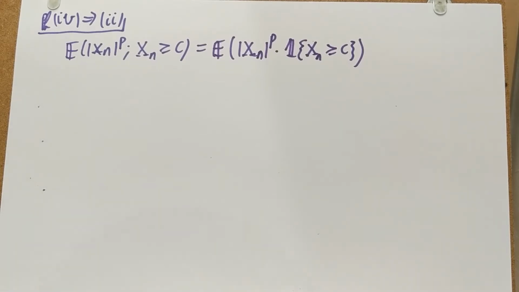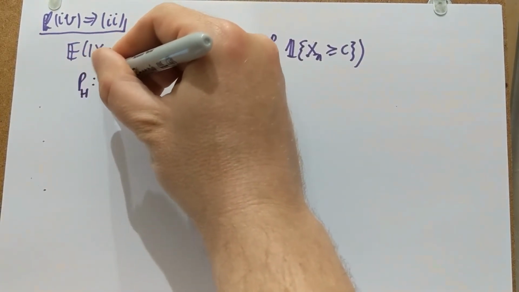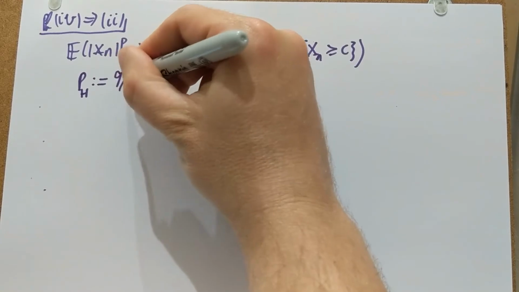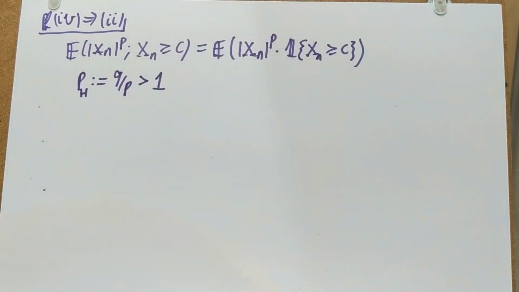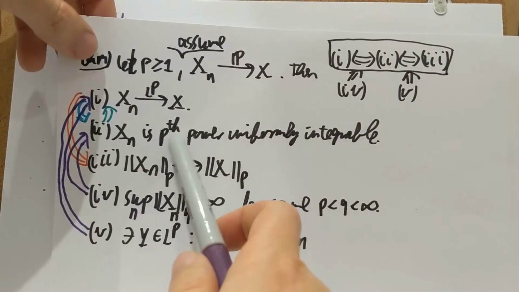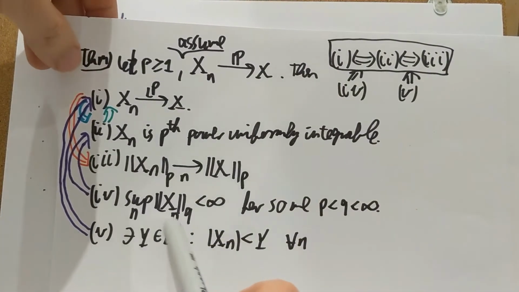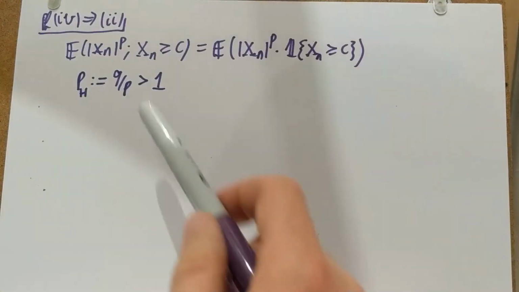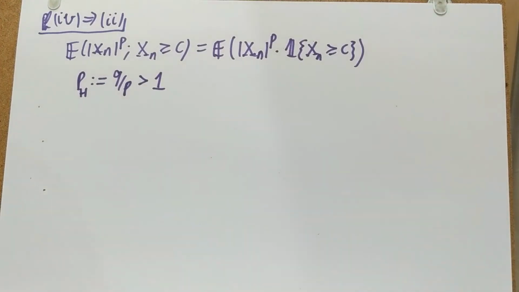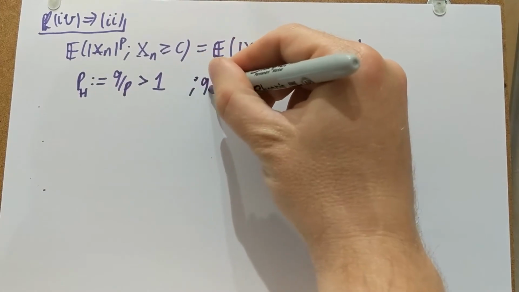And I'll tell you the exponents I want to use in Hölder. So I'm going to call P Hölder Q over P, which is larger than 1. P is the P's power we're looking at. We're trying to prove P's power uniform integrability, that's what P is, and we have in our assumption boundedness in LQ, so that's what Q is, and Q is larger than P according to the assumption, so Q over P is larger than 1.